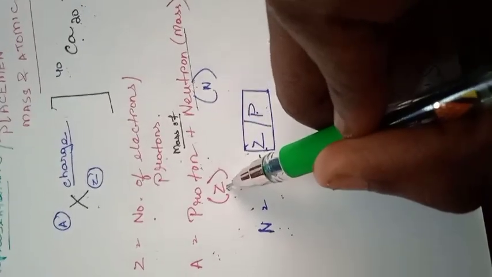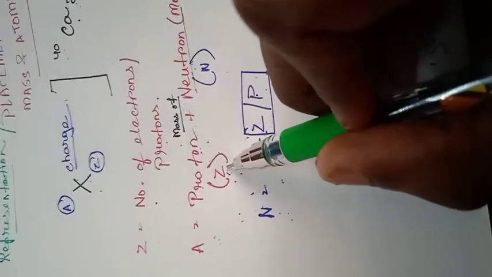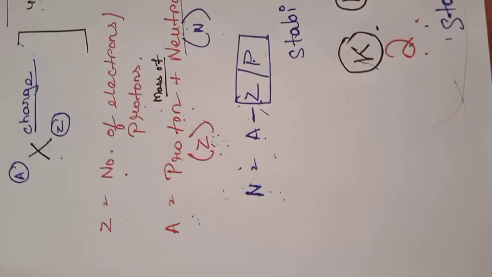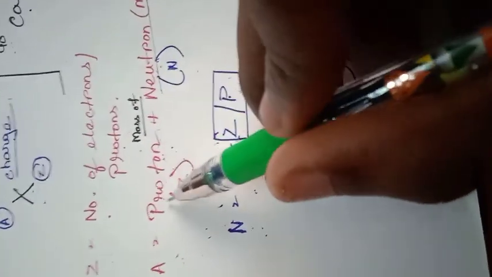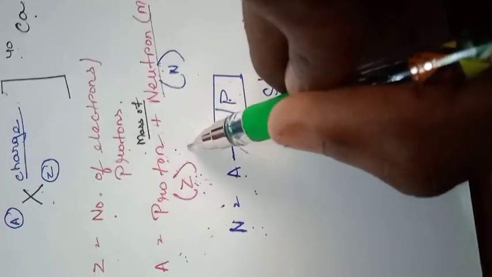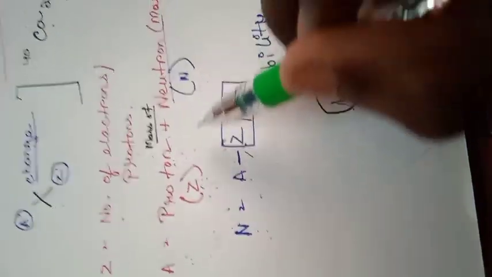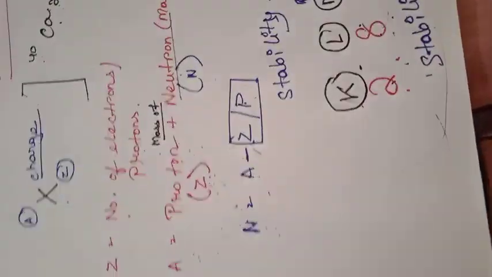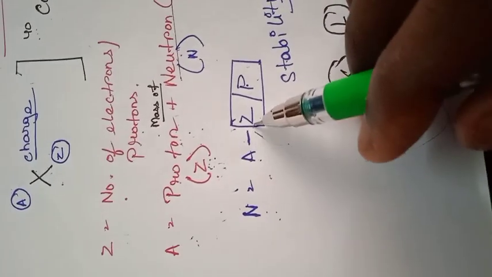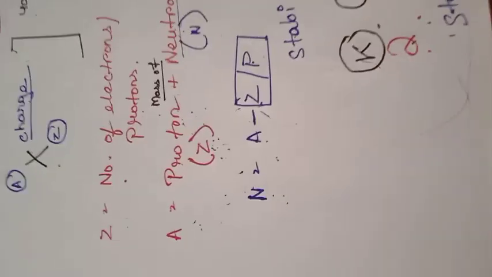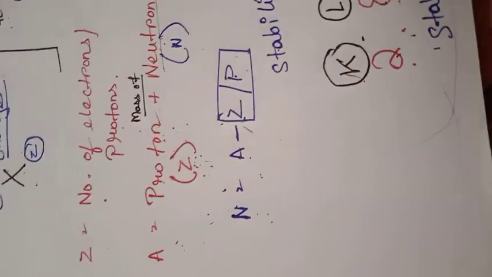Now whether I represent protons by Z or write proton does not matter, because atomic number represents the number of protons also. So proton can be easily represented by atomic number. Therefore, by using a linear equation, a very important chapter in mathematics, what we can say is n equals A minus Z.